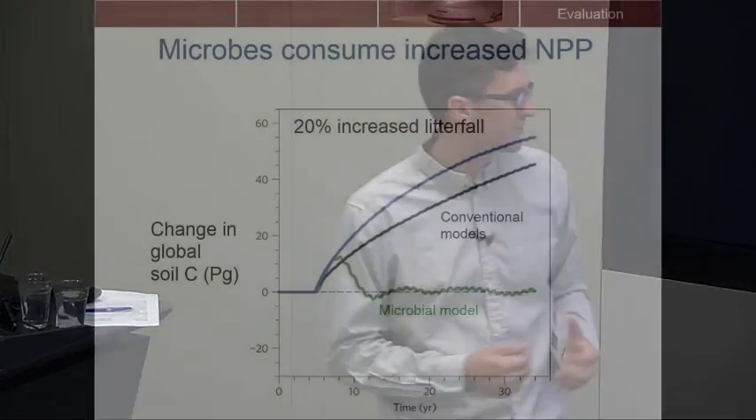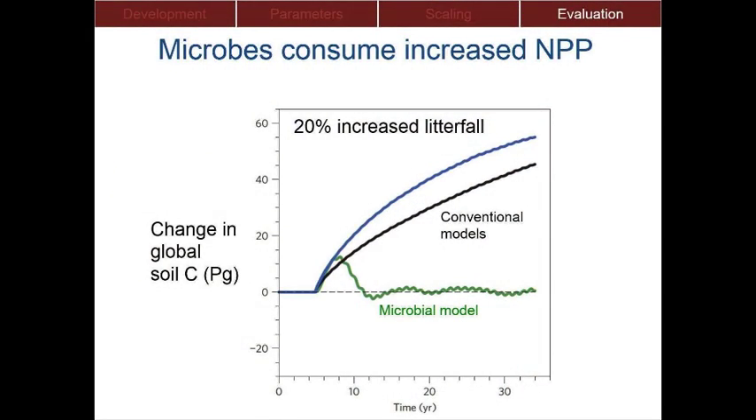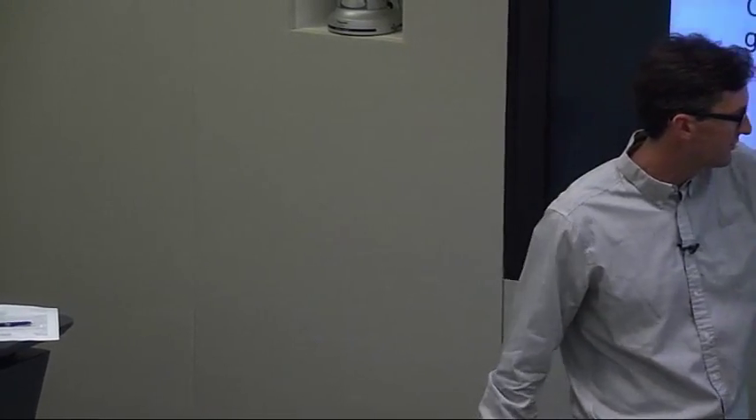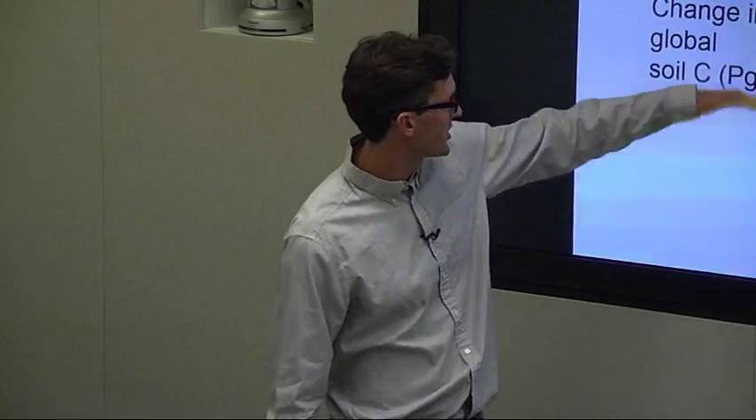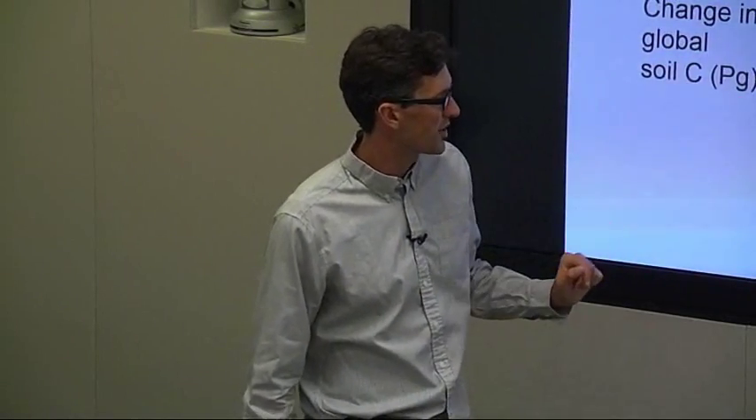So we had some confidence that the model was working at least as well as some of the conventional models. So we ran some simulations to see what would happen in these different models when we forced environmental changes. The first change that we made was a 20% increase in litter fall, which represents an increase in plant growth and production, something that might happen under elevated carbon dioxide. This is a 35-year simulation showing changes in the global amount of soil carbon.